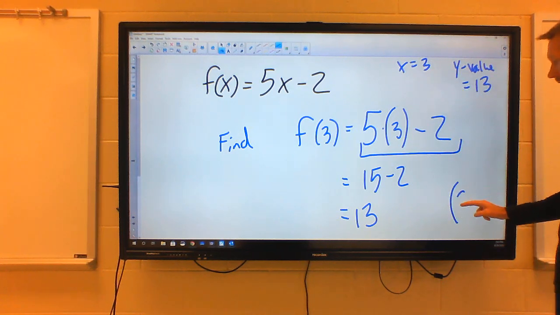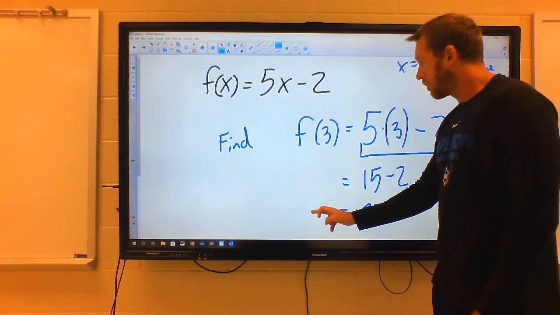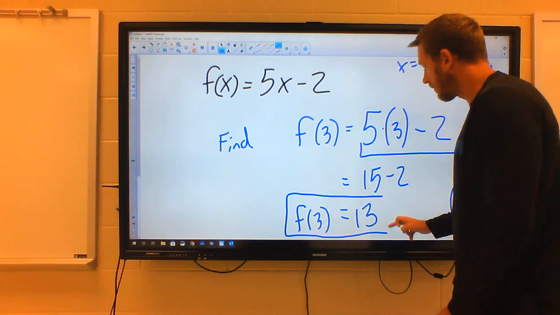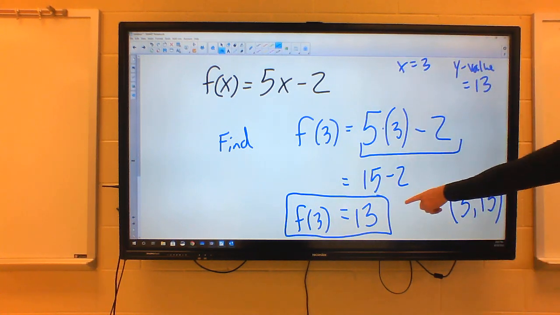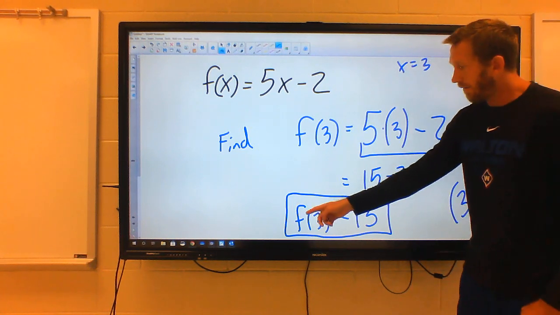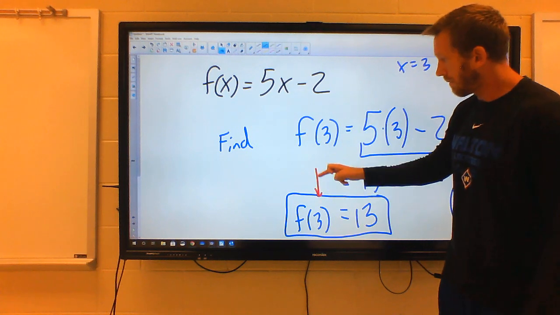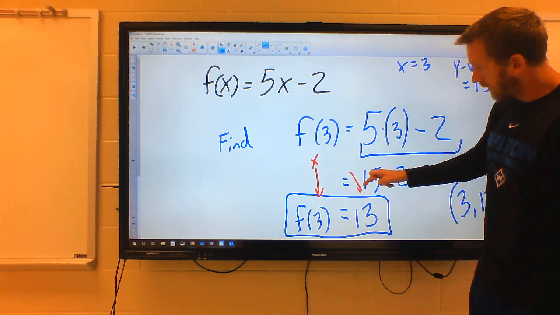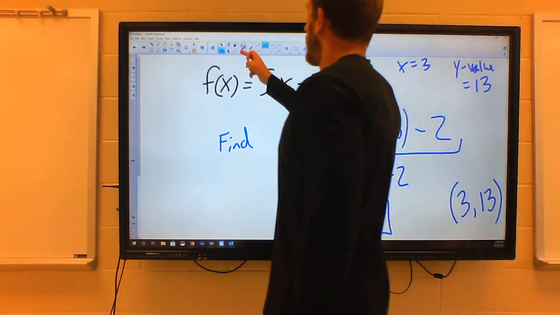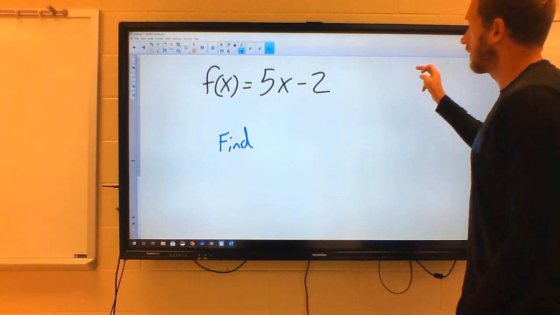So we could technically write this as the point 3 comma 13, but the way we should write it in function notation, because that's today's lesson, is writing stuff in function notation, this right here would be how we would write it in function notation. F of 3 is 13. Once again, this just means here's our x, and this just means here's our y. And that's all it is. Okay? Same function. Let's try a different input value.